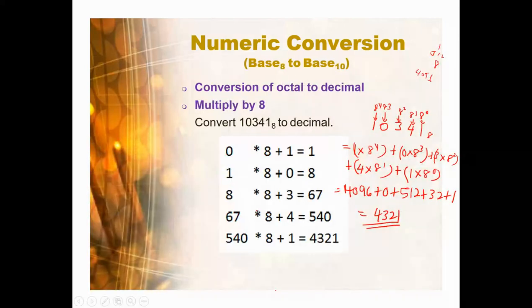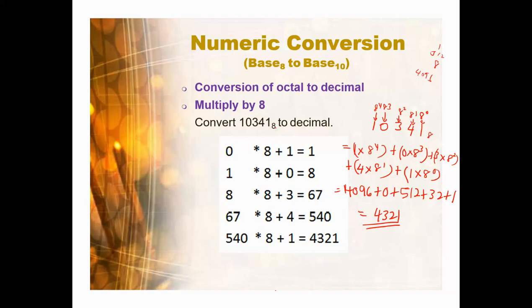Now we want to convert from octal to decimal. Just now we already know how to convert from decimal to octal. To convert octal to decimal, we will use multiply by 8, the multiplication method. As usual, we convert the octal numbers to decimal numbers. So, how do we do that?